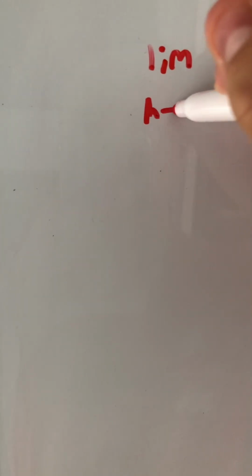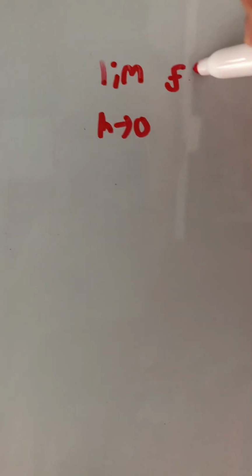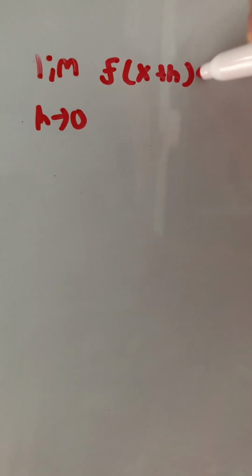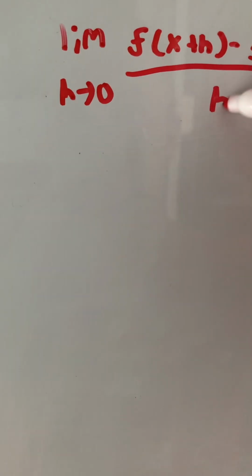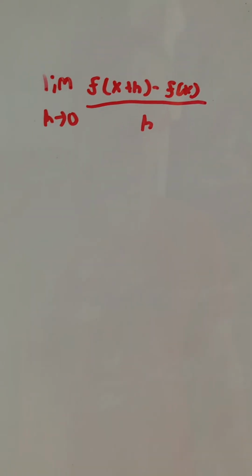So I'm going to go over here and write down a couple of formulas that you might need to know, and as an example, we're going to use one of these formulas. The first formula, the definition of the derivative, goes as follows: the limit as h approaches 0 of f of x plus h minus f of x, over h. That's the generic formula that defines the derivative.